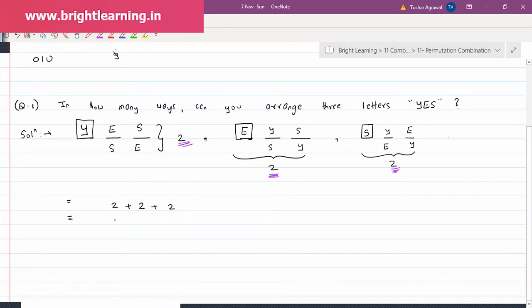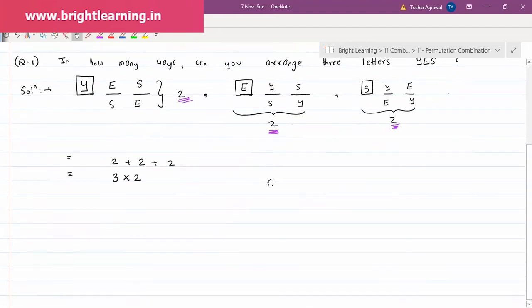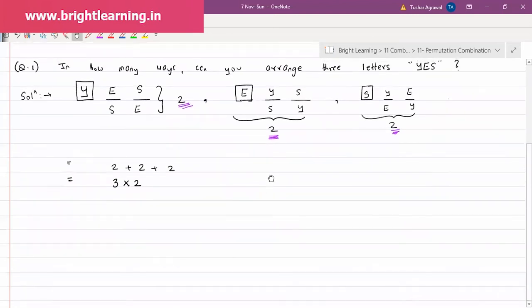Okay, I will write it as 3 multiplied by 2. Unitary method. At first position, if Y is there, there are two arrangements. So at first position, how many letters can occur? 3 letters can occur. So 3 multiplied by 2. Okay. Now instead of this YES, if I would have given you THE, the same answer would have occurred. It's a very obvious question. In how many ways can you arrange the 3 letters THE? No change. Okay, so just keep that in mind. I will use this fact afterwards.